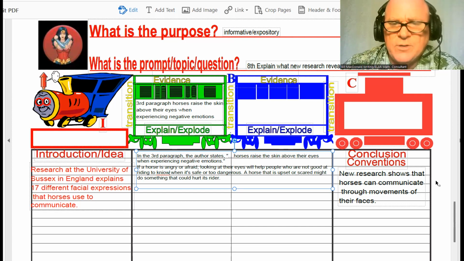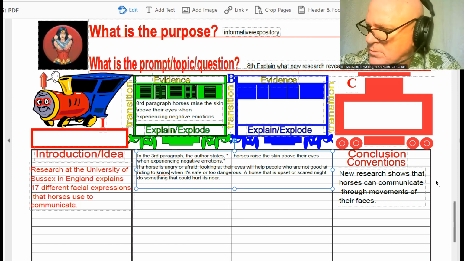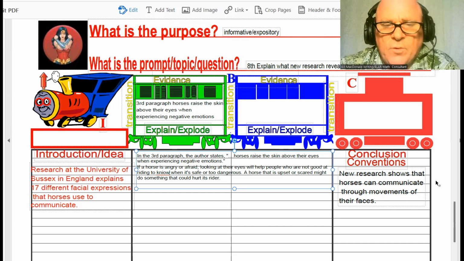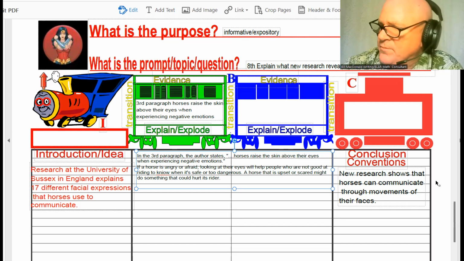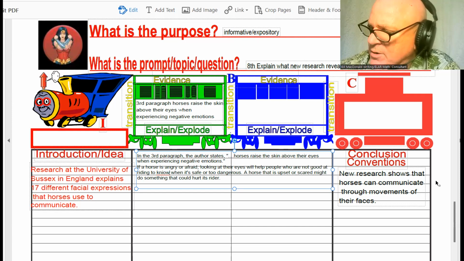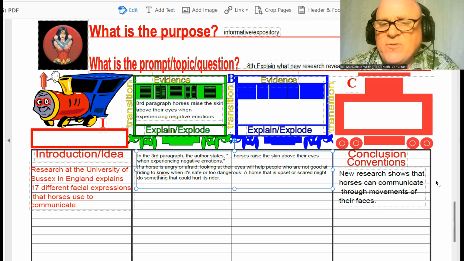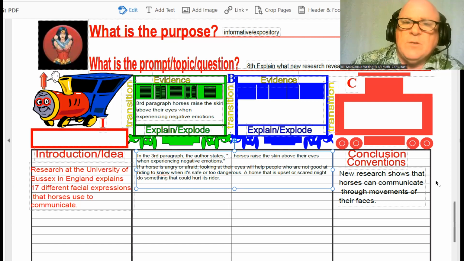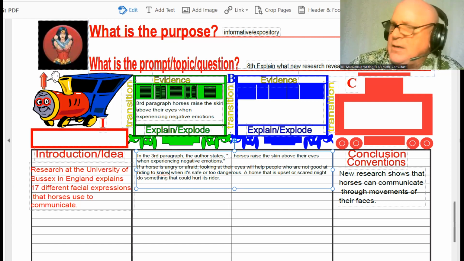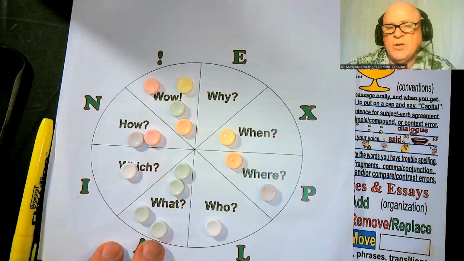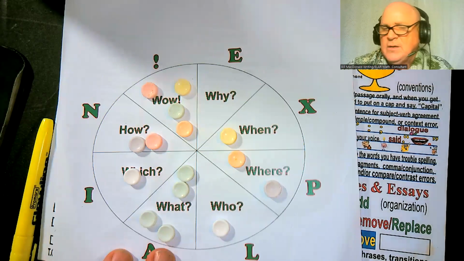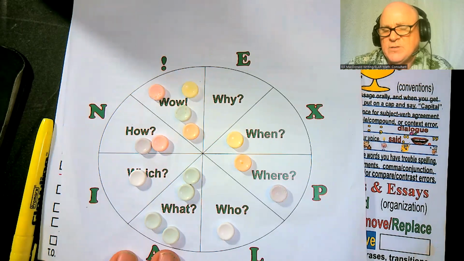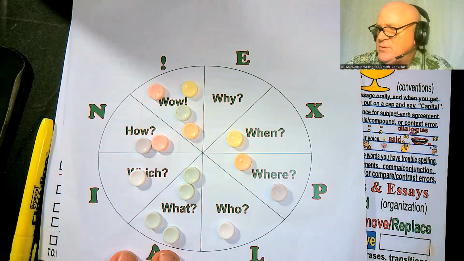So a horse that is upset, emotion, we'll put that in the wow, or scared, might do something that could hurt its rider. Might do something, a what? To hurt its rider, the who. Now, I didn't even have enough Smarties. This was only 3 sentences. So let me show you using the explaining and exploding part. Here is the document camera using just the two sentences, the three total sentences using the evidence and the way I explained it. Those are the details, and it wasn't even all of them.